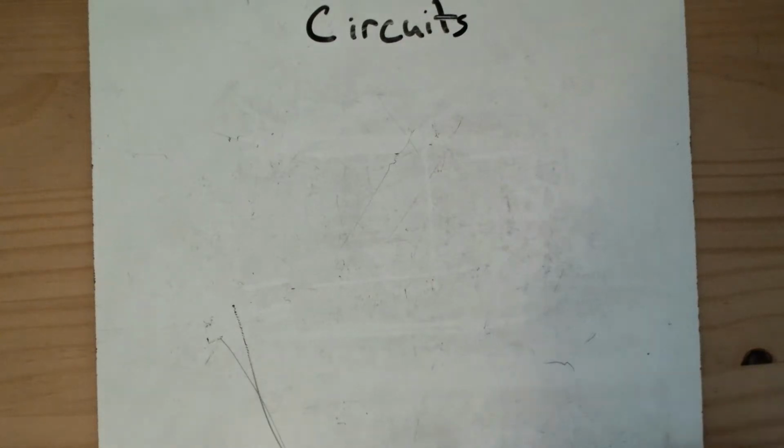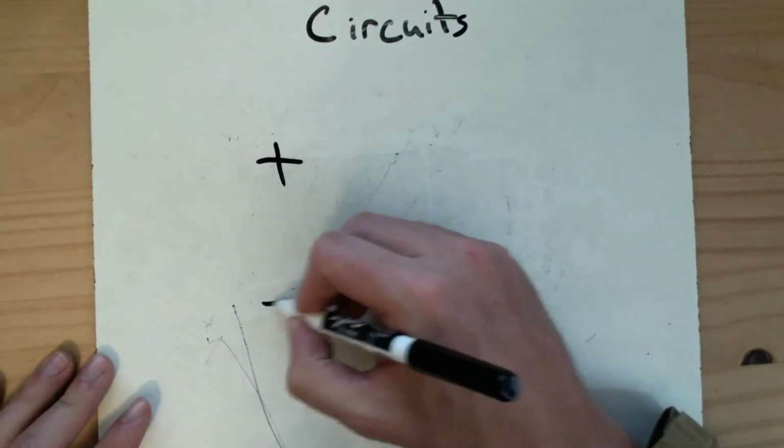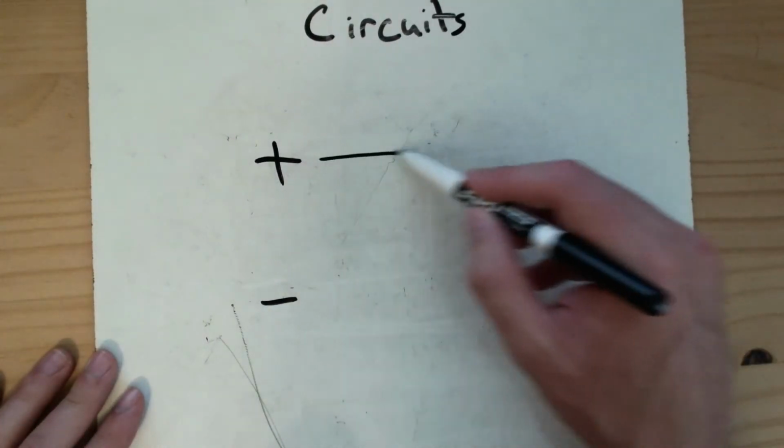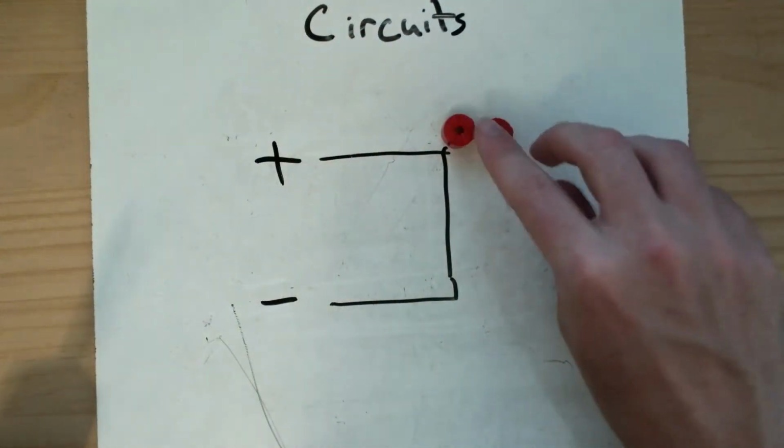So hopefully at this point you're starting to get some of the patterns that we have in circuits. We have positive sides and we have negative sides. We have lines that represent the wires that our electrons are going to move around on.